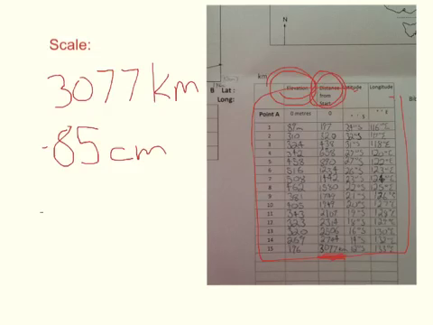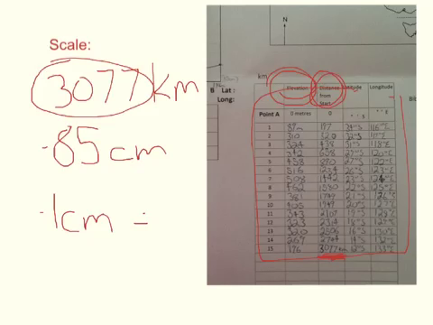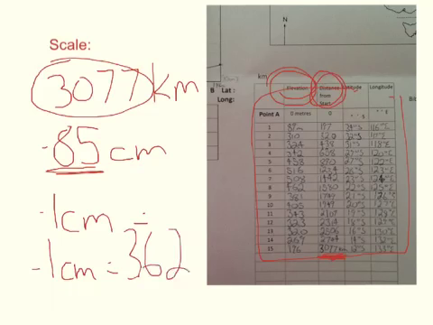You need to work out in terms of scale what 1 centimetre equals. So the way to get that is you need to divide whatever your distance is of your cross-section by 85 centimetres to work out how much 1 centimetre is equal to. So in my particular transect, I have 3,077 kilometres divided by 85. So that means that for me, on my cross-section, 1 centimetre equals 36.2 kilometres.